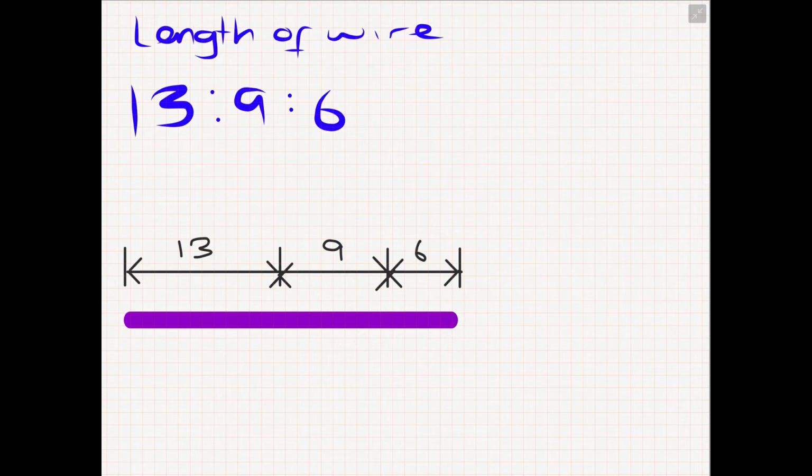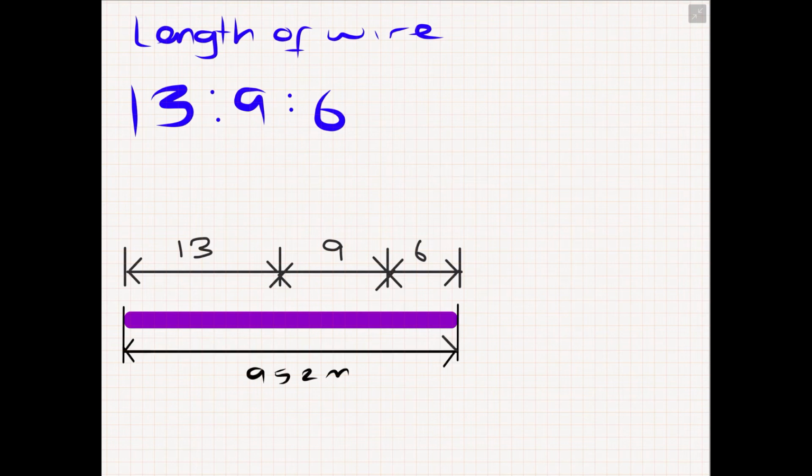So we can therefore find the length of one part of the item, and then it's simply a case of multiplying the single part length by whichever term of the ratio that we're interested in. In this case it's going to be 13. So let's find out what the length of our piece of wire is so we can complete the question. So our total length of wire is 952 meters.